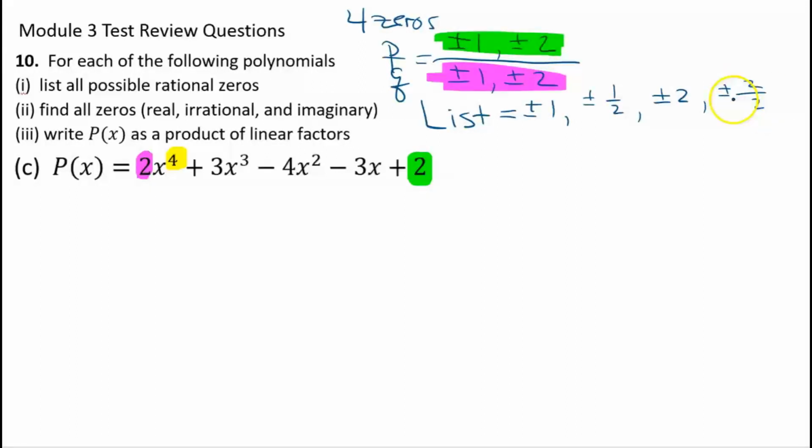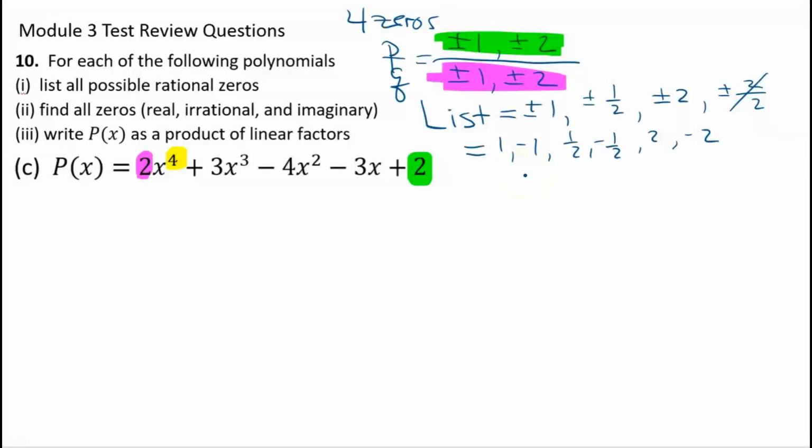But you know what? 2 over 2 reduces to 1, and I've already got 1 on the list, so no need to relist. Now, if you were typing this in the homework, I bet they don't want the plus or minus together. So if I list that, that would be 1 and negative 1, 1/2 and negative 1/2, and 2 and negative 2. And notice that's not in any particular order. I just wrote the positive number first and the negative number second, but they're not from smallest to largest. I don't think that's required.